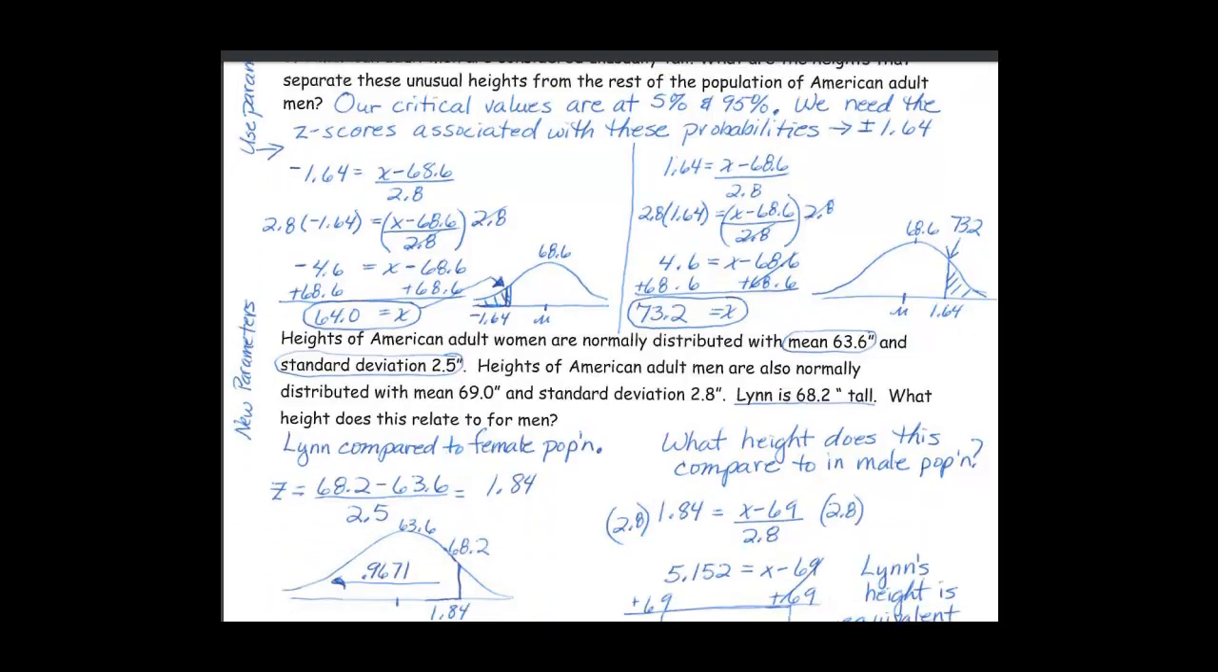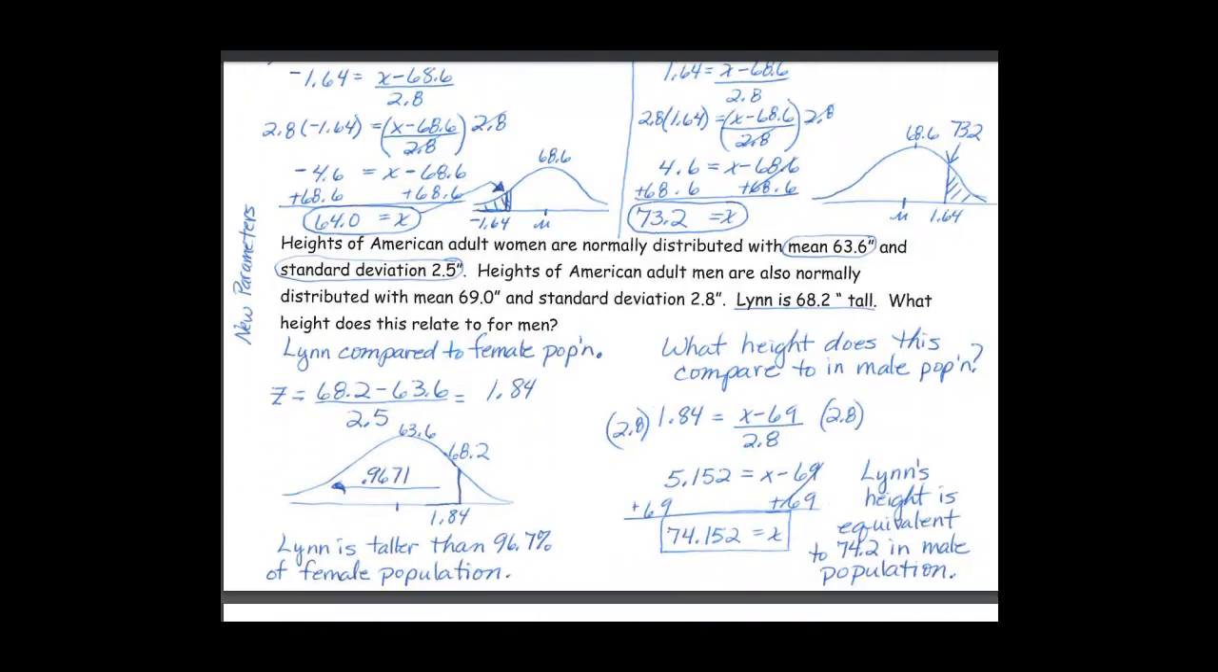Okay, our next one: heights of American women are normally distributed with a mean of 63.6 and a standard deviation of 2.5. We also know that heights of American adult men in this particular population are also normally distributed with a mean of 69 and a standard deviation of 2.8.